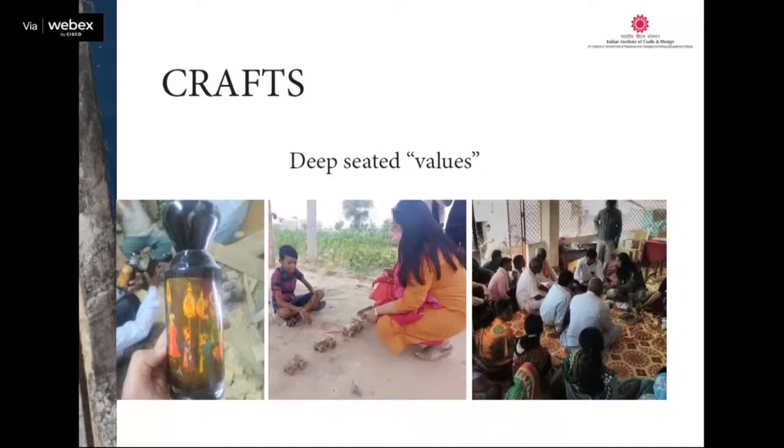The first one shows a wooden toy, in Udaipur in Rajasthan. It shows a lacquer finish, and before the lacquer finish, we can see there is very good artwork that has been done on the wooden surface. This wooden surface is then covered with a transparent lacquer finish.